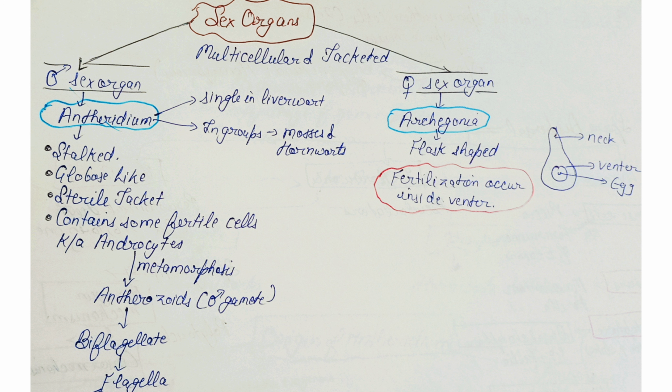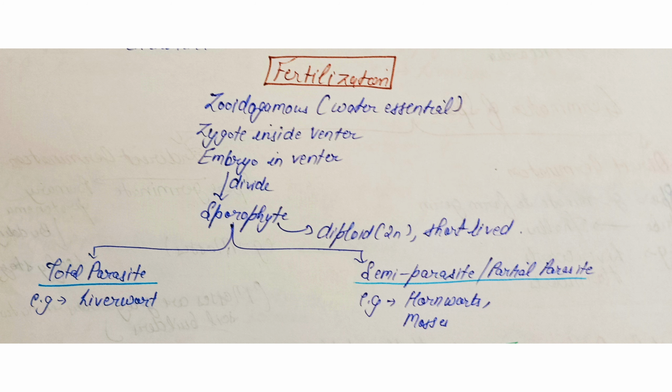Female sex organ is known as archegonia. It is flask-shaped. It has 3 parts: neck, venter and egg. The important thing is that the location of fertilization is inside the venter. For fertilization, water is required. This type of fertilization is called zoidogamous fertilization. And the fertilization occurs inside the venter, so the zygote is produced inside it.